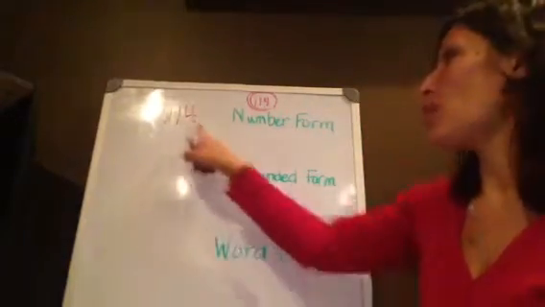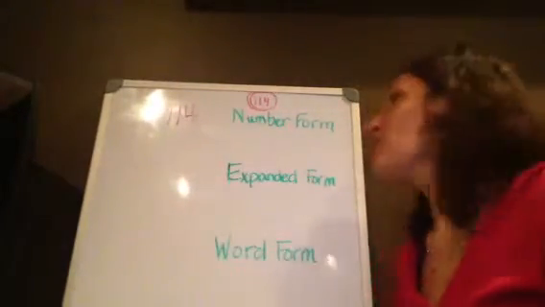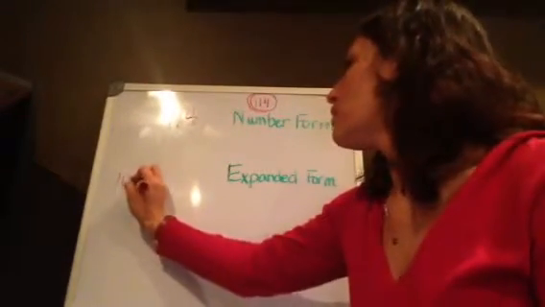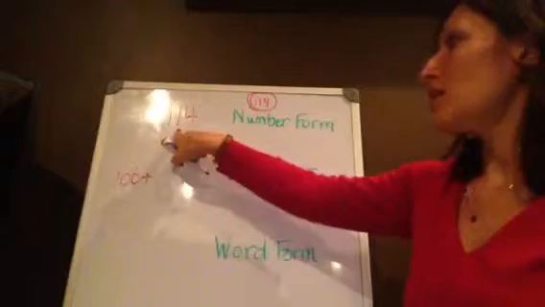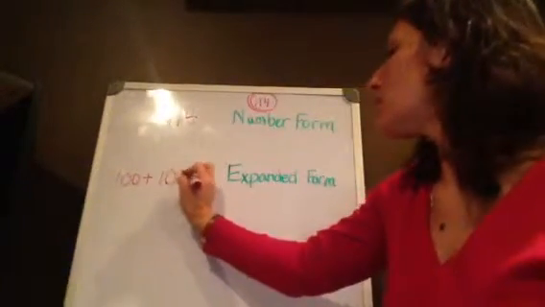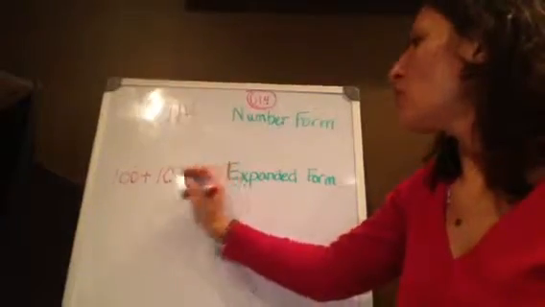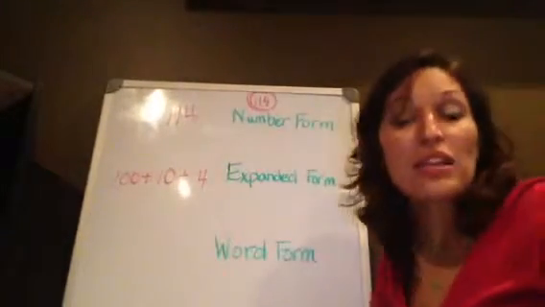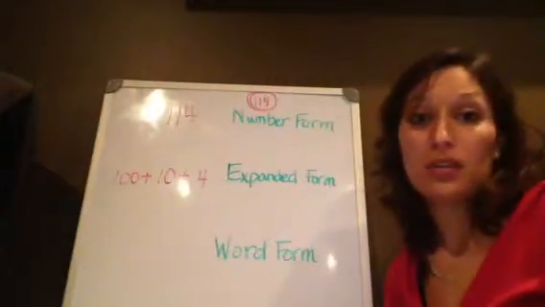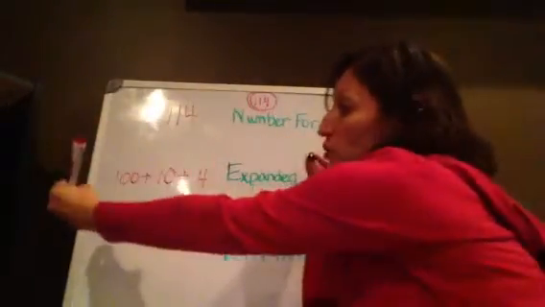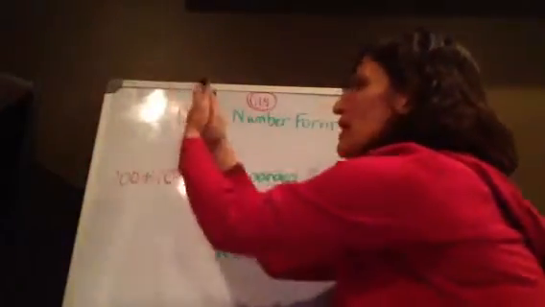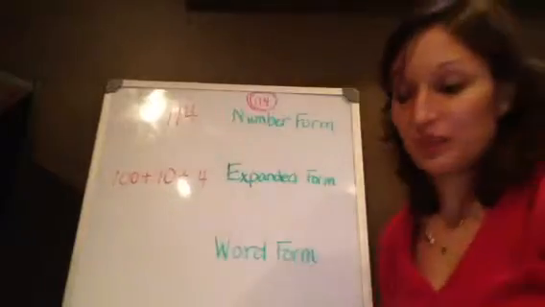When I look at the expanded form, I can show that. The expanded form of 114 is telling me that there is 100 plus 10 plus 4 ones. This is the expanded form of the number 114. If I stretch the number apart, this is what it would look like. If I put it back together, it looks like this.